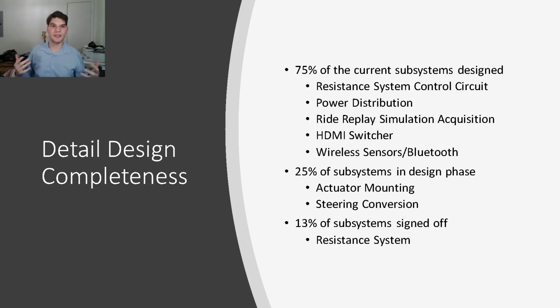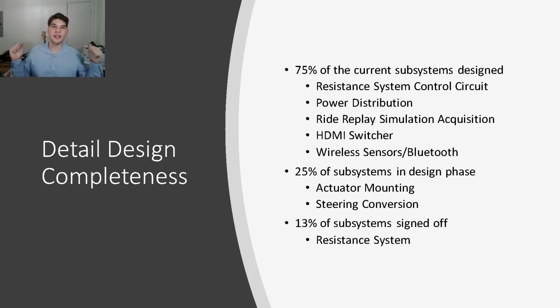In regards to completeness, we have 75% of our subsystems done. We have the resistance system control circuit, which the resistance system uses a linear actuator or linear motor. The linear motor is just this motor that moves a rod further away from its base or closer to it depending on an input, and the control circuit is informing this if it is far enough away or close enough to a flywheel. More on that later.